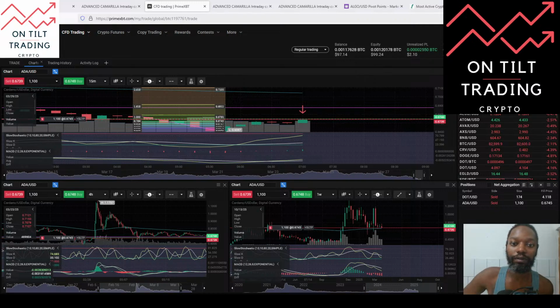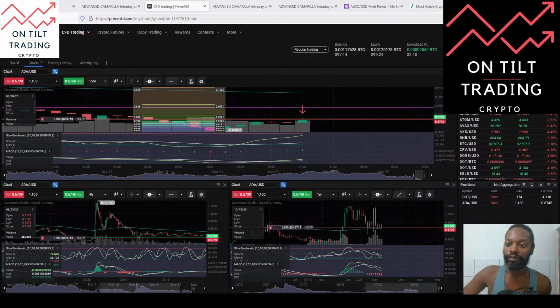Okay, this is the 200 EMA, exponential moving average. This is the 15-minute chart, 4-hour chart. This is the weekly chart.